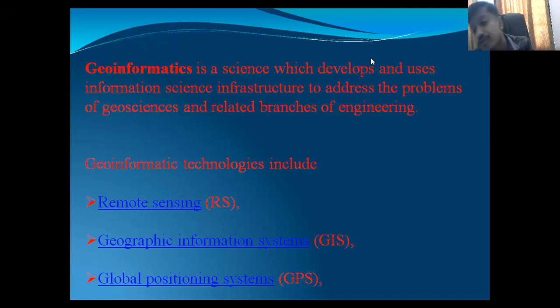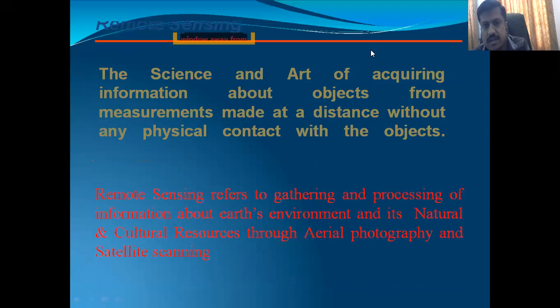So geoinformatics is a science which develops and uses the information science infrastructure to address the problems of our geoscience. Whatever problems we are facing on the earth, to address those problems by taking the information regarding them, that part we are going to discuss in geoinformatics. Basically it includes remote sensing, which we have already covered, then geographic information system, that is GIS, and GPS, that is global positioning system. Let's start with remote sensing.